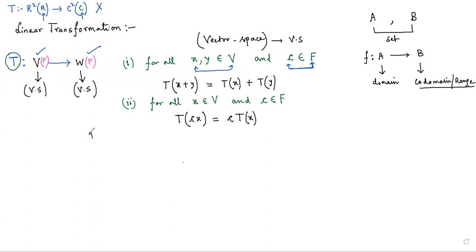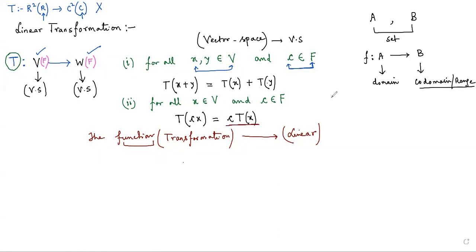If these two properties are satisfied, then in this particular case we call it a transformation. We shall not use the term function over here; we shall rather use the term transformation. We call this transformation linear. And why is it called transformation? It is because it is transforming the vector cx into another vector, which is c Tx.